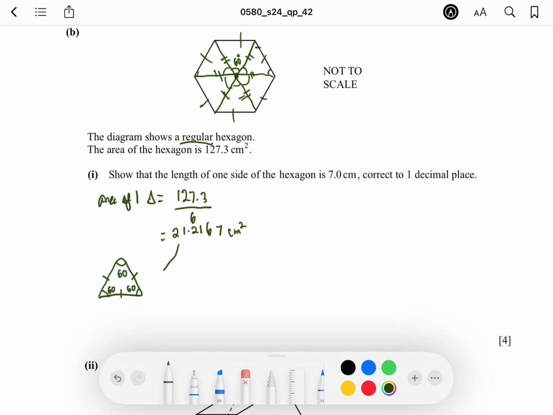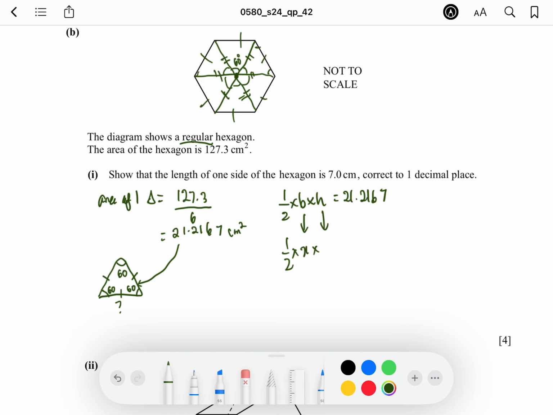We know that the area of one triangle is 21.2167, and you are asked to find this. Half times base times height equals 21.2167. Do we know the base? No. That's the one that we need to find out, right? Do we know the height? No either.